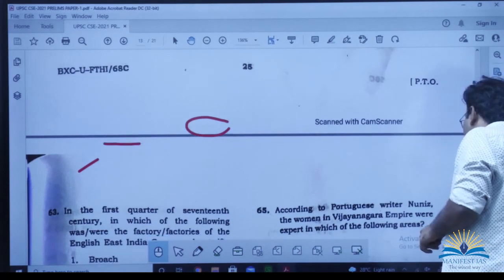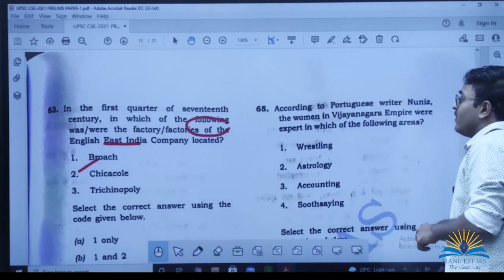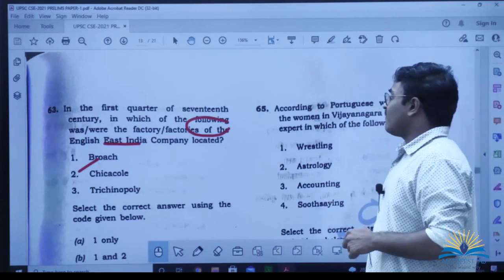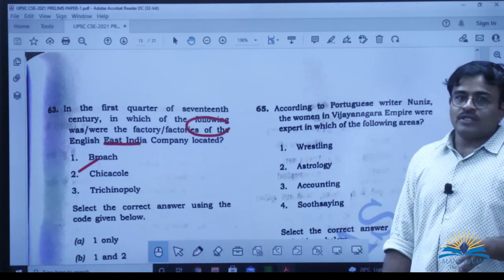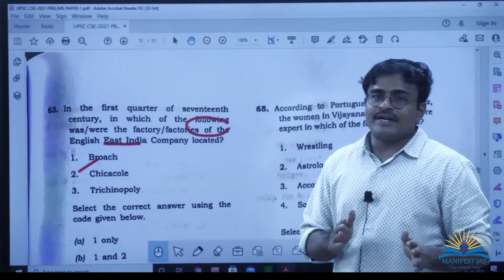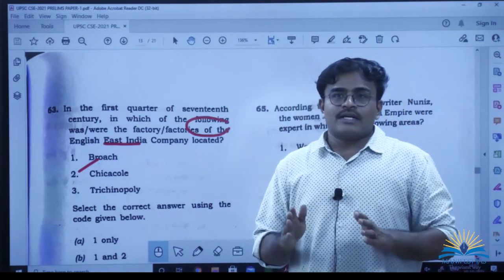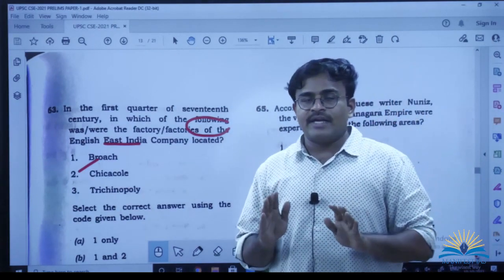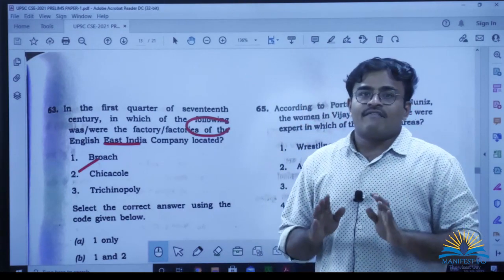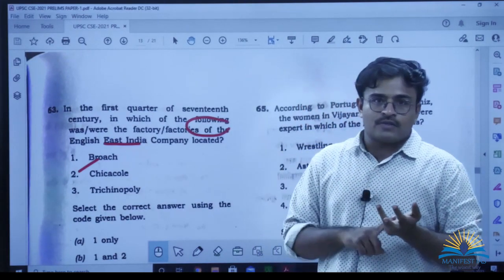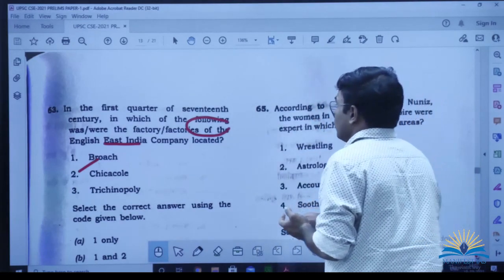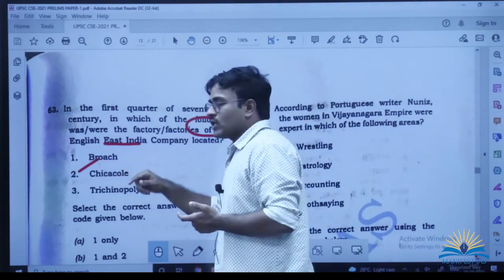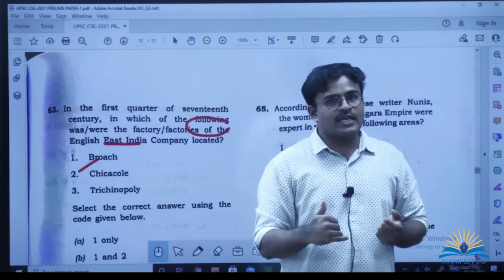Then the 63rd question we need to have a look at. In the first quarter of the 17th century, in which of the following was or were the factories of the English East India Company located? So this was a very tough question. It is asking only about 1700 to 1725. During 1700 to 1725, the English East India Company established its major factories only at Surat, second is Machilipatnam, and the third one is Broach, or Bharuch, or Bhrigukachchha. All of these are names of the same port town.